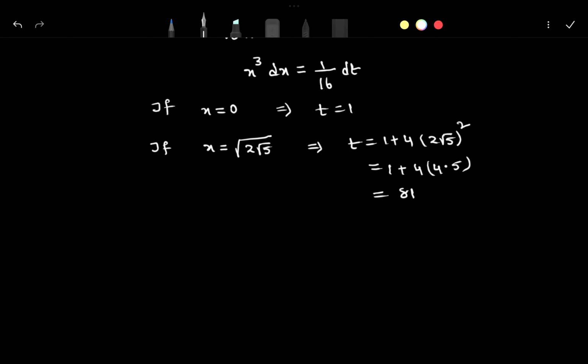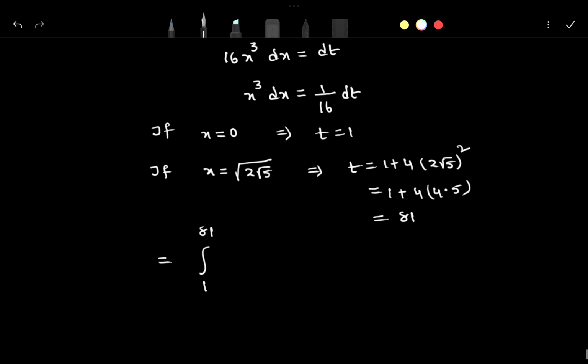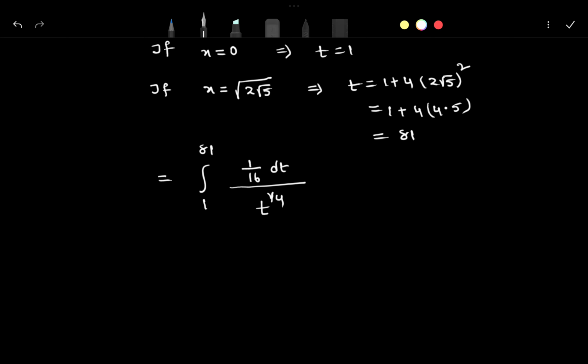Now you substitute all these values. The integration has lower limit 1, upper limit 81. So x^3 dx is 1/16 dt, whole divided by t to the power of 1/4. Now you write 1/16 outside. Integration from 1 to 81, this value you can write as t^(-1/4) dt.